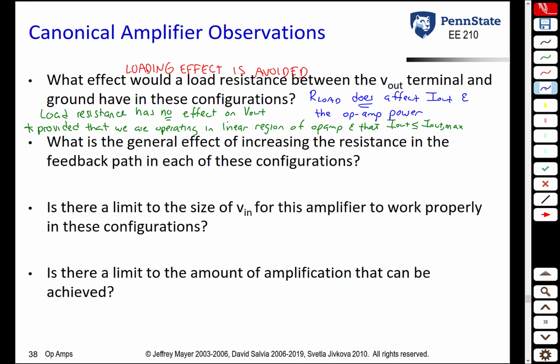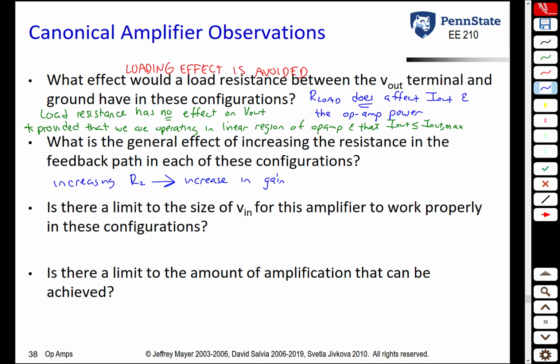Second general observation is, what is the general effect of increasing the resistance in the feedback path of each of these configurations? So with the exception of the buffer circuit, which has a gain of 1, all these other circuits have this feedback resistor R2 between the output terminal and the inverting input terminal. And what we see in each of these equations is that that shows up in the numerator of the gain. So increasing the feedback resistor, which is always R2, causes an increase in the gain.